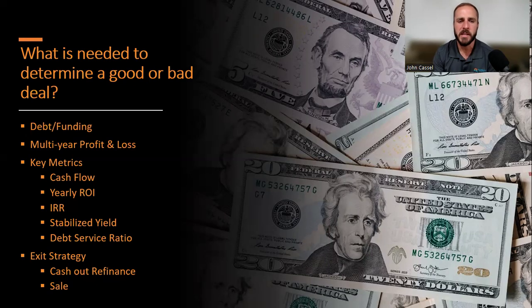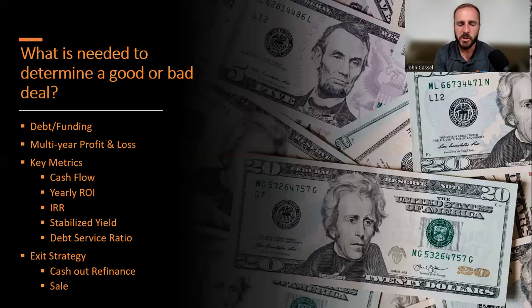Putting together a multi-year profit and loss is key. So actually breaking down all the income, expenses, all those figures, how they're going to track for the next couple of years, usually 5 to 7 years is what you want to do to get a better outlook of the whole property from beginning to end of your business plan. So you definitely want to put a profit and loss together that's multiple years out.